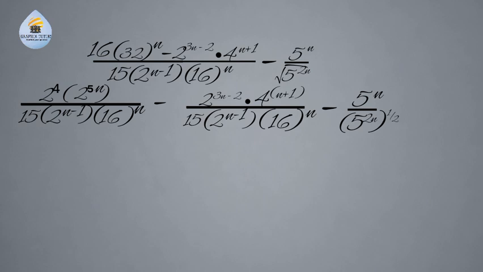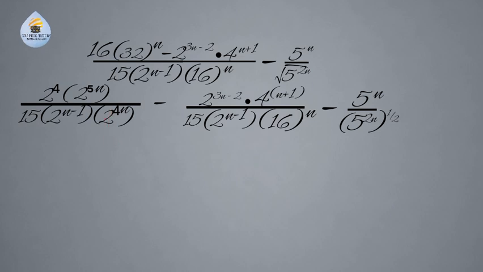Now, divided by 15, we leave 15 the way it is. 2 to the power of n minus 1, you still leave it the way it is. Then another way of writing 16 is 2 to the power of 4, then to the power of n. If you multiply the n and the 4 together, it gives you 2 to the power of 4n.